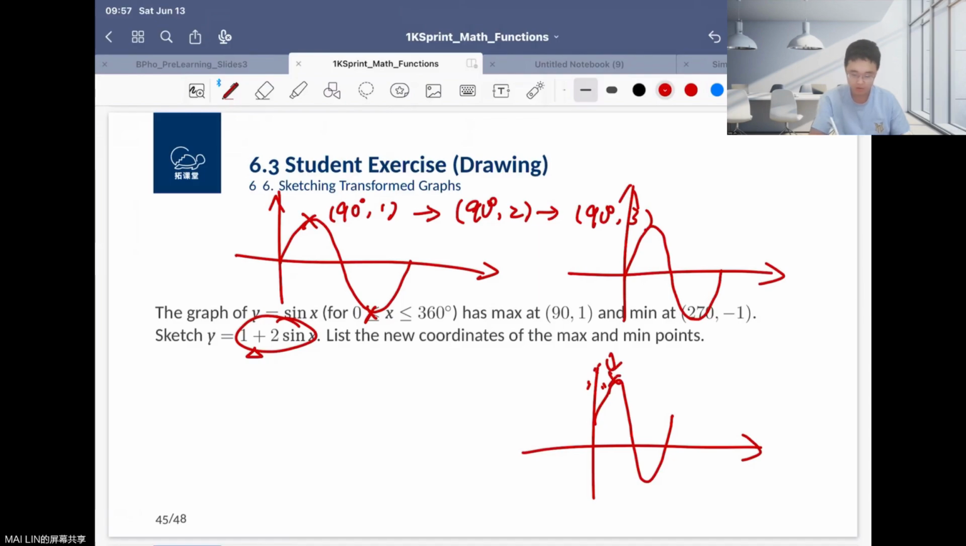So the new coordinate is (90 degrees, 3), right? And here for (270, -1), it becomes (270 degrees, -1), right? Because -1 times 2 and plus 1 equals -1, right? Okay, that is how we can understand these problems. Hope you can also try to understand it together.